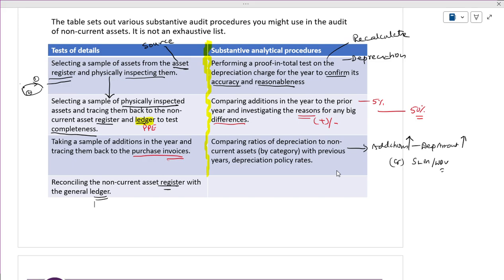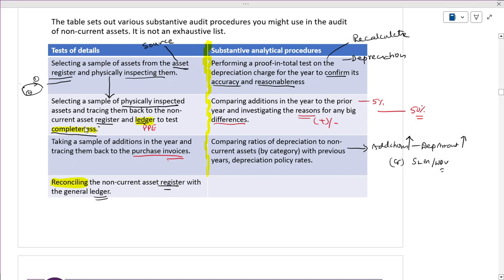Point number 2. Here we are talking in terms of completeness. Here we are reconciling. Reconciliation will be there. In point number 2, we are physically inspecting. Here we are talking about all the non-current final balance, the closing balance.